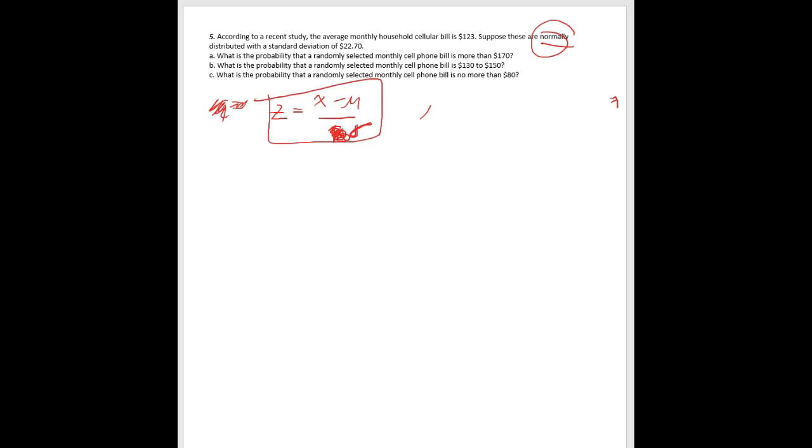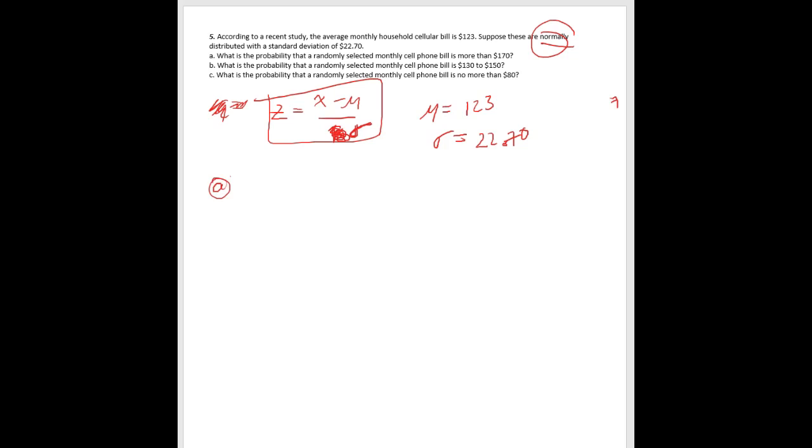And then for our specific problem, we know that mu, our population mean, is equal to 123, and we know that sigma is equal to 22.7 or 22.70. Okay, so now the route that we're going to take for this sort of thing is, do we want to normalize things, meaning we want to turn our x's into z's in order to easily calculate probability. And what I mean by easily calculate probability is use our tables to calculate probability. Okay, so let's just go ahead and get into it.